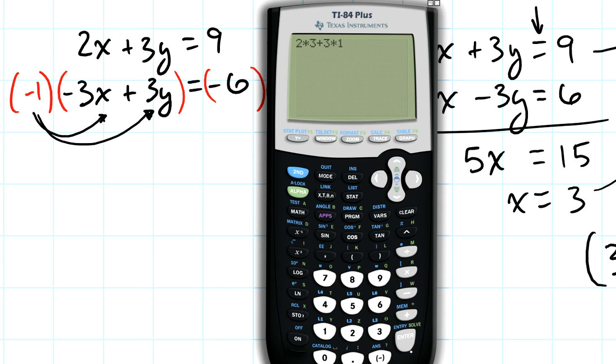Anyways, when I press equal, you can see that that gives me 9, which is exactly what it should have given me, right? So I can see that the left-hand side and the right-hand side are the same. They're both equivalent to 9 when x is 3 and y is 1.